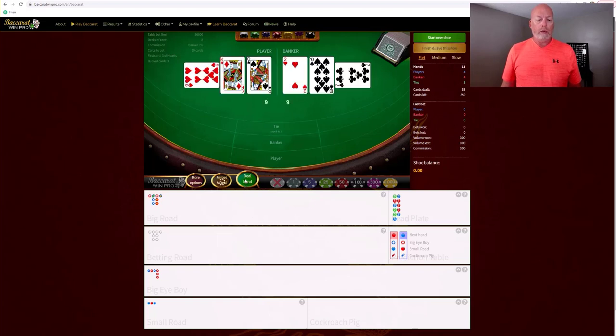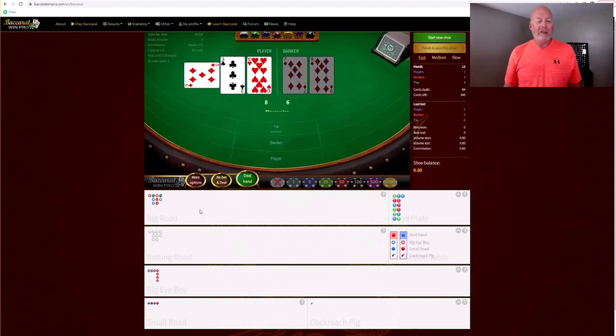Now let's go ahead and see what the next hand is. Of course, it's another tie. And now we had a player win. So the true trend is actually continuing because we had 3.